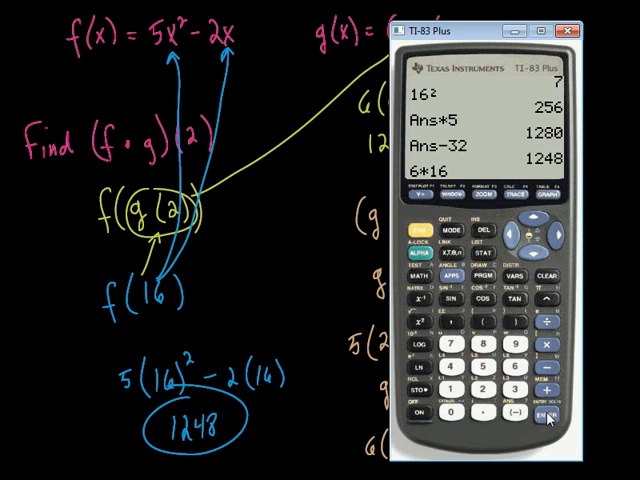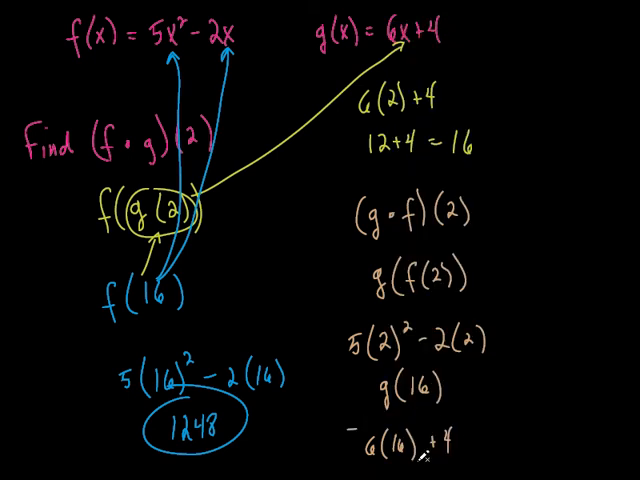6 times 16 is 96. I should have been able to do that. So 96 plus 4 is what? 100. So you don't get the same thing, do you? Even though you got the same thing for the first one that we did. All right, so there you go. That's f composition g of 2. This is g composition f of 2.